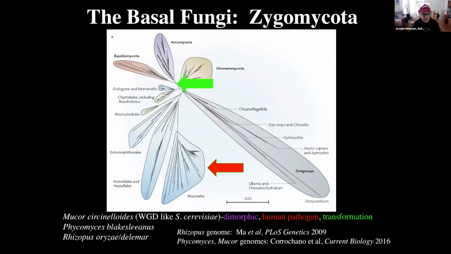So we pivoted when Su-Chan Lee arrived in the lab as a postdoc from working on Phycomyces to focus on Mucor, because it's dimorphic, it's a human pathogen, and you can transform it and disrupt genes by homologous recombination. And Phycomyces is strictly hyphal. It's not a human pathogen, and so far no one's been able to transform it. So it remains a challenging model system.